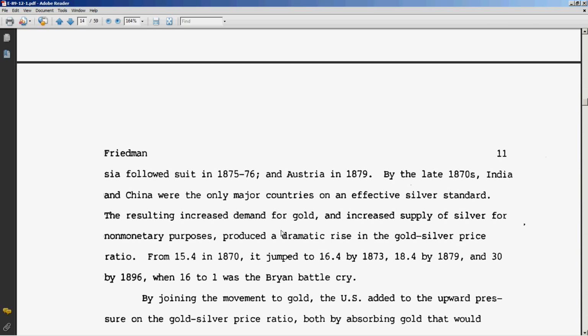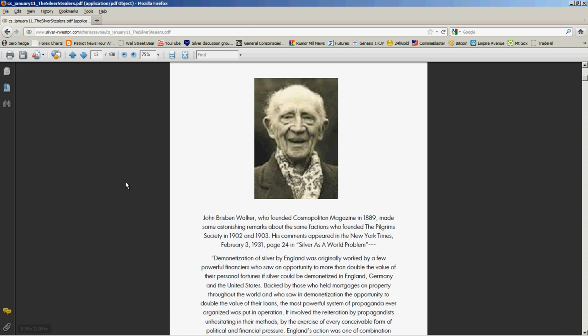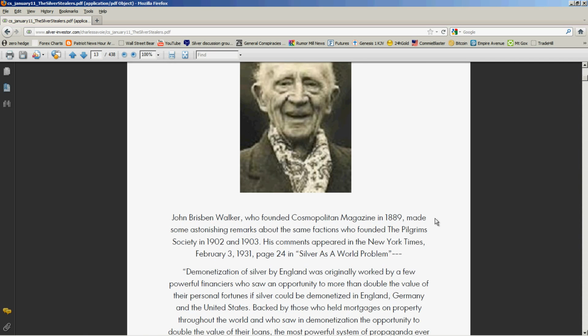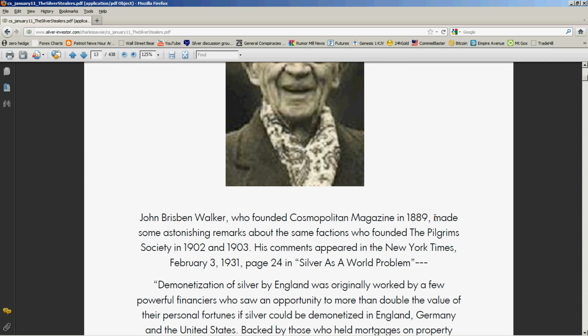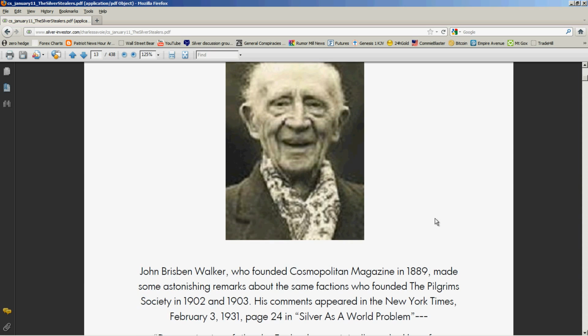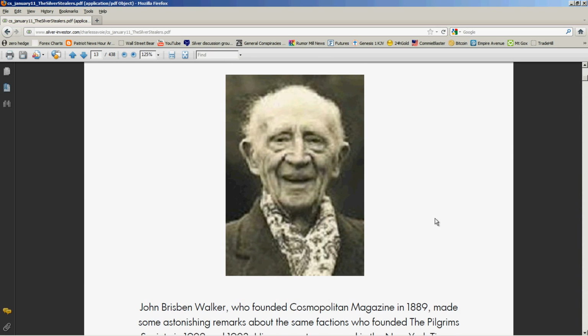And I'm going to demonstrate that by going over to an article by Charles Savoy, and this is called The Silver Stealers, and he goes into quite a bit more history. This is a very, very long article. You can see it's 438 pages. So this is for those who really want to get into it.